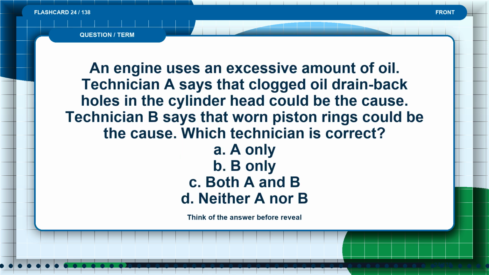Flashcard 24. An engine uses an excessive amount of oil. Technician A says that clogged oil drain back holes in the cylinder head could be the cause. Technician B says that worn piston rings could be the cause. Which technician is correct? A only, B only, C both A and B, D neither A nor B. Pause and think of the answer before the reveal.